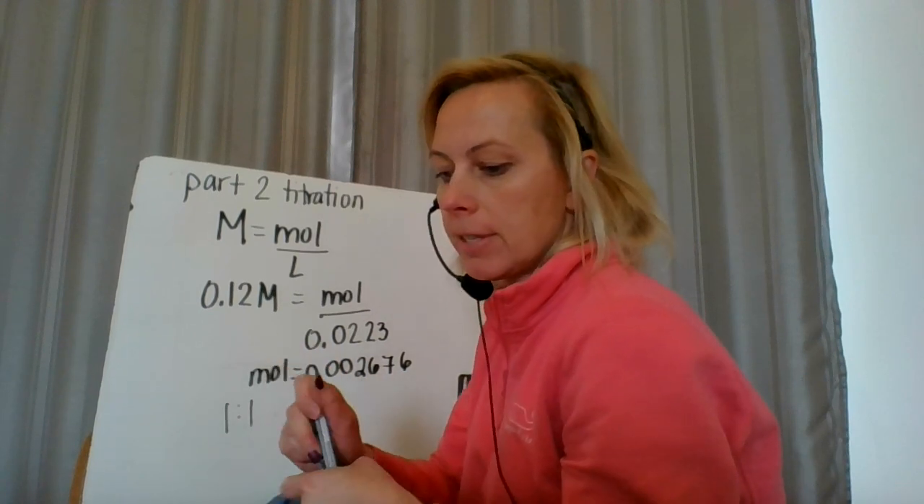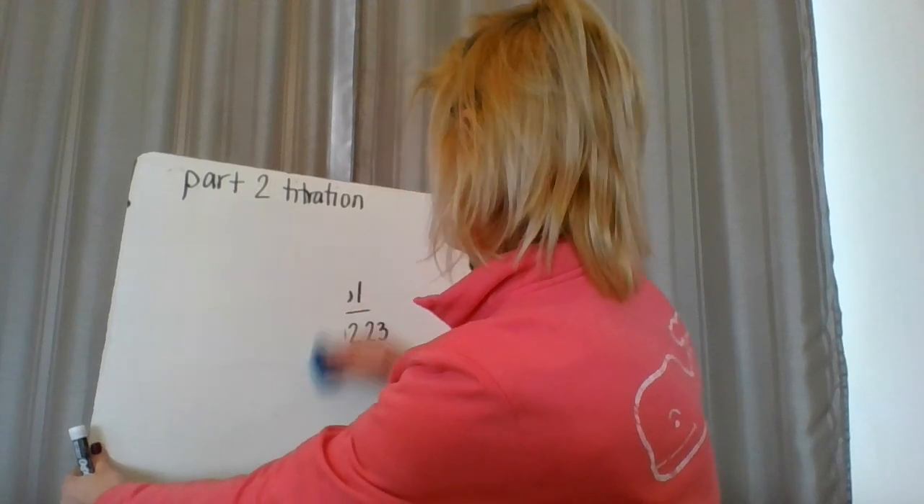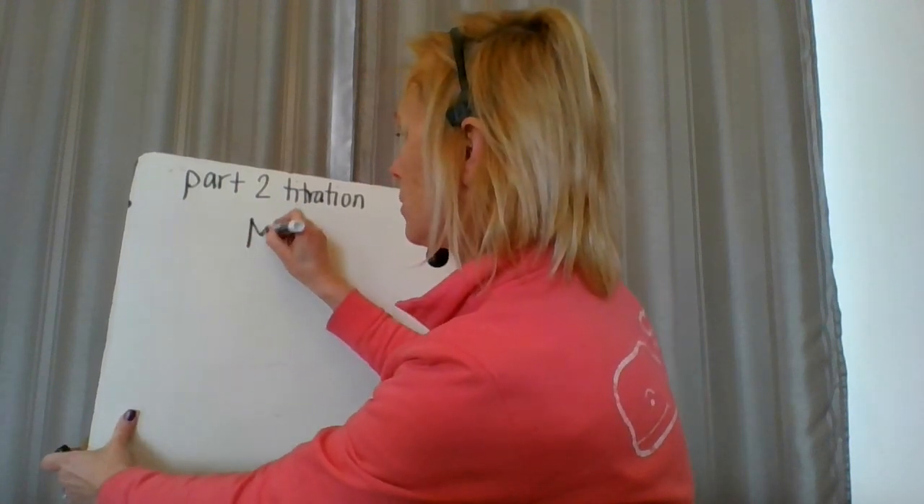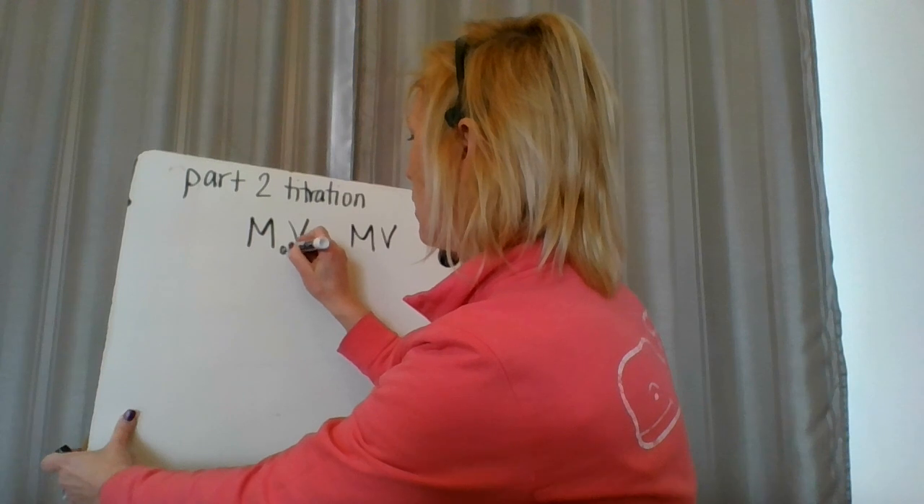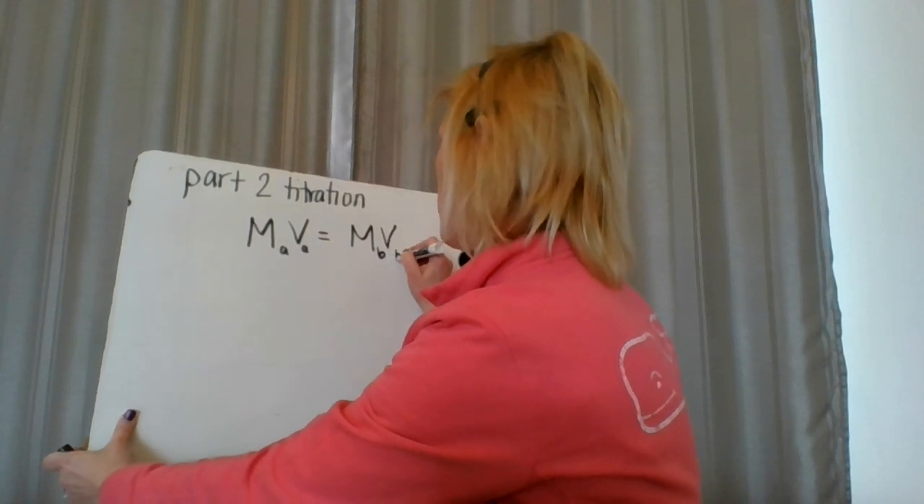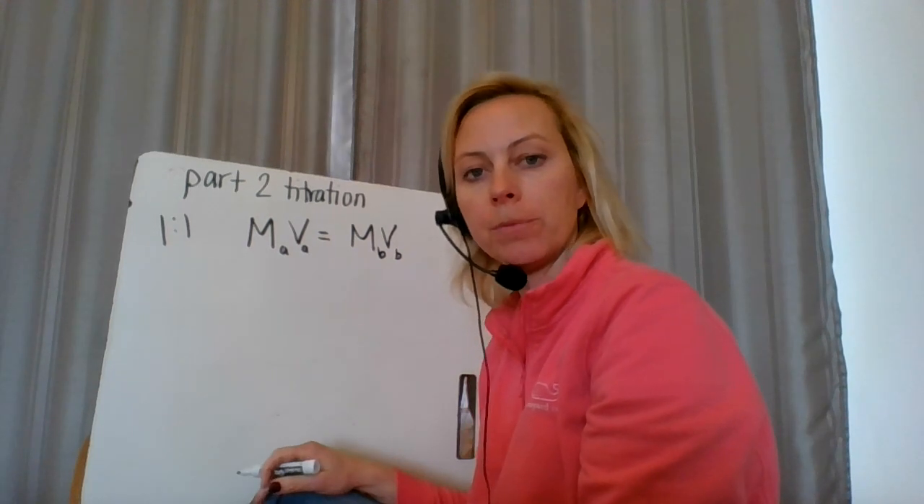Step 5 then says calculate the concentration of hydrochloric acid. So I'll erase what I have up here. And because it's a 1-to-1 ratio, we can use this equation of MV equals MV, acid to base, and only because we know this is a 1-to-1 ratio. We'll get a little bit into another lecture about what happens if it's not 1-to-1.